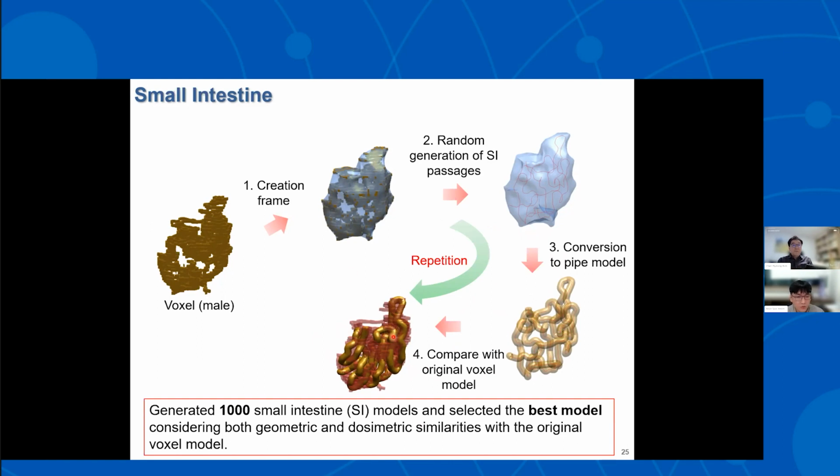Finally, we repeated this procedure 1,000 times to generate 1,000 different small intestine models. Then we selected the best model considering not only geometric similarity, but also dosimetric similarity with the original voxel model.